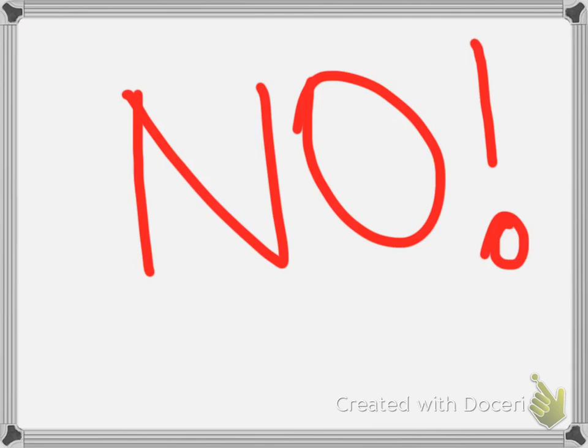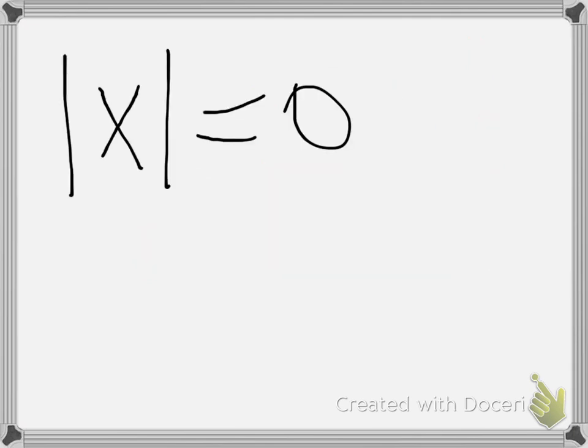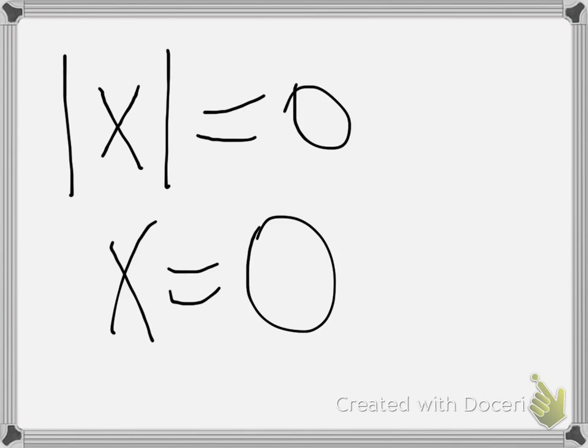So let's consider this. If we look at this equation, the absolute value of x equals 0, we can see that 0 is the only value that's going to make the statement true, because 0 is the only number whose absolute value is 0. Now remember, 0 is neither positive nor negative. If I plug in 0 for x, it's the only number that makes that true. So x here can only be 0.